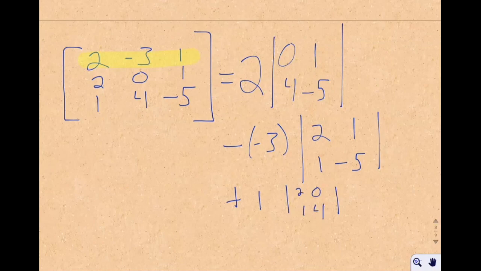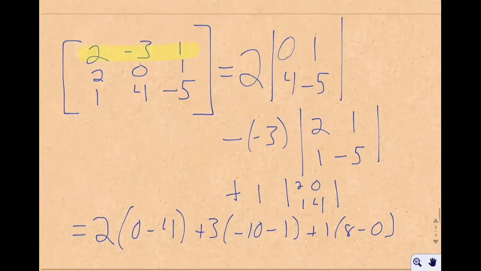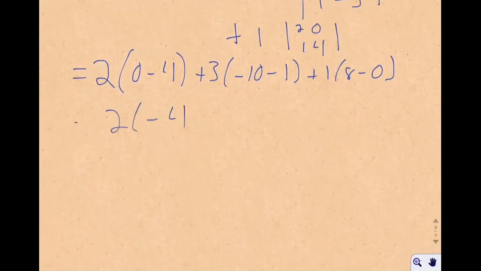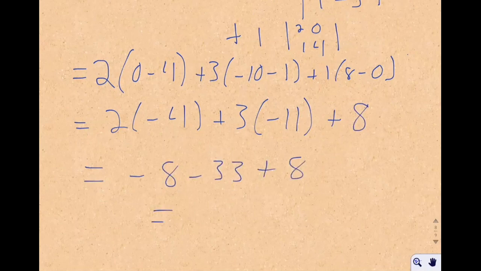Now we actually have to compute all of these 2 by 2 determinants, and our final answer would be 2 times (0 minus 4) plus 3 times (negative 10 minus 1) plus 1 times (8 minus 0). Now we have to do a little bit of arithmetic. We get 2 times negative 4 plus 3 times negative 11 plus 8, which would be negative 8 minus 33 plus 8 for a final determinant of negative 33.